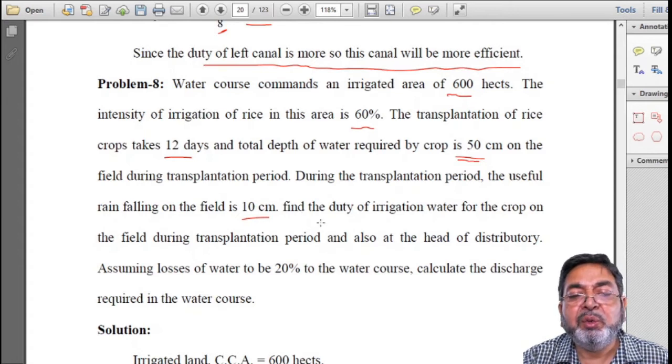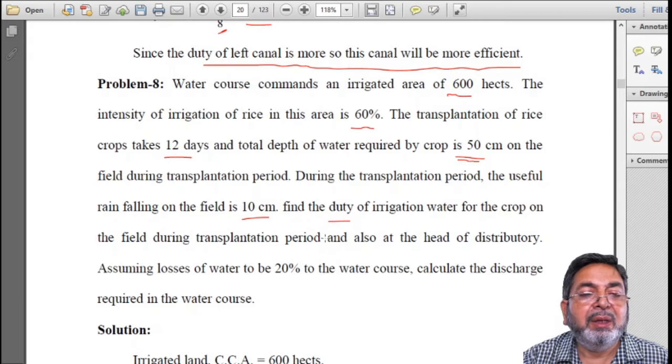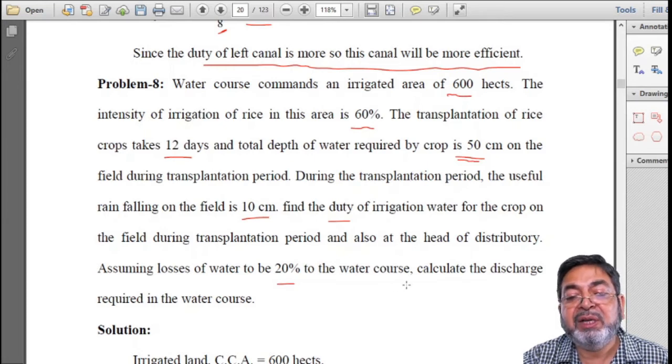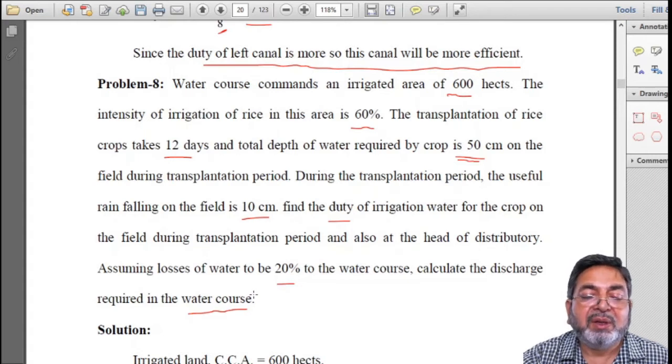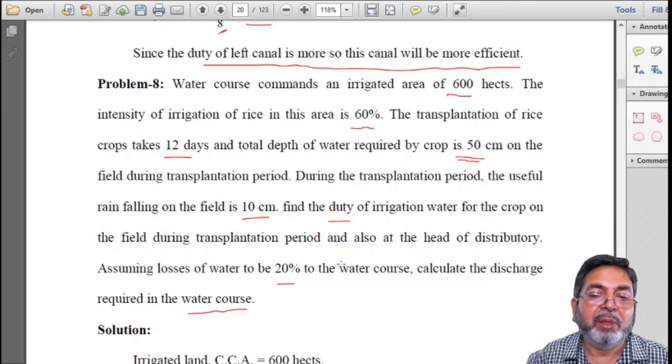Now you have to find the duty of irrigation water during the transplantation period, and also at the head of distributary. Assuming the losses of water to be 20% in the water course, calculate the discharge required in the water course. You have to fix the capacity of the channel also that will cater to this area. I have already earlier told you that water course is a small channel that runs in the field. This is a type of channel, so you have to find out the discharge of this channel also.